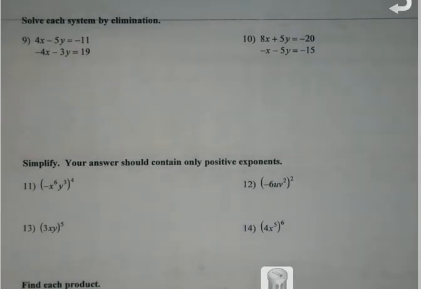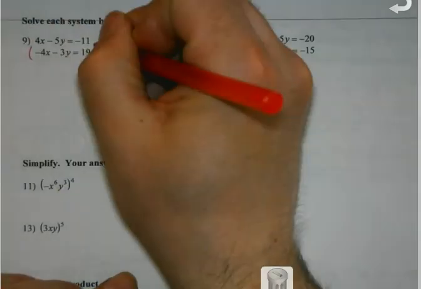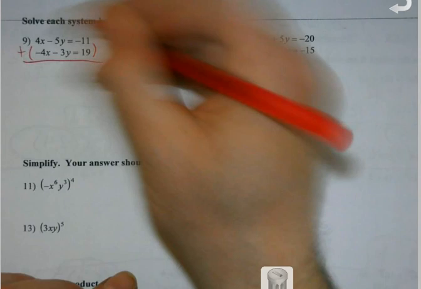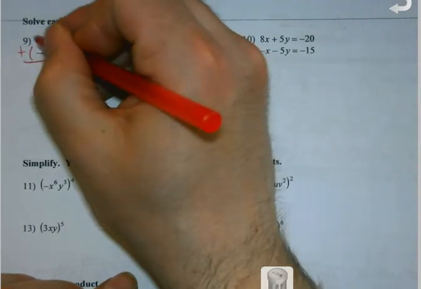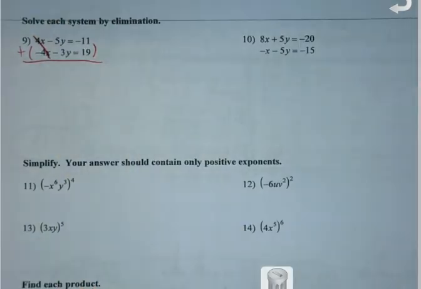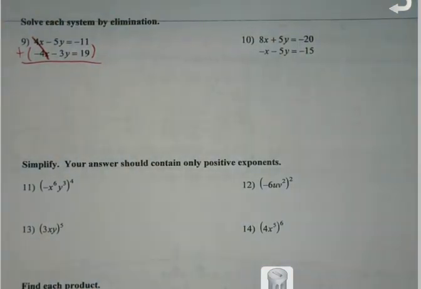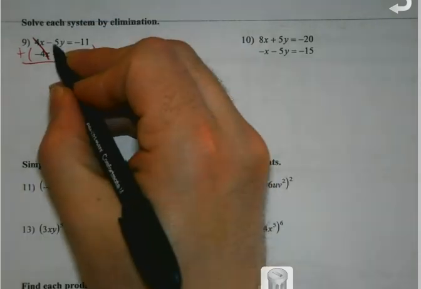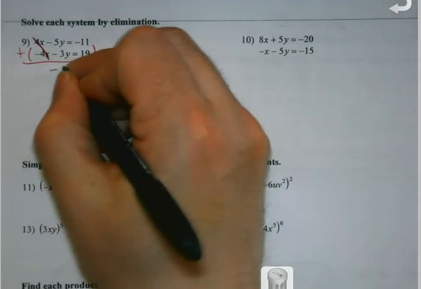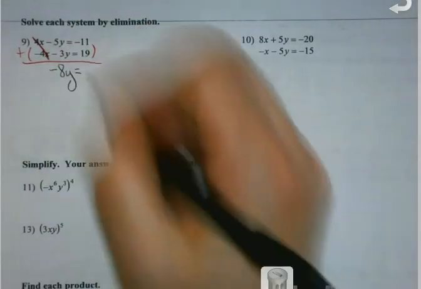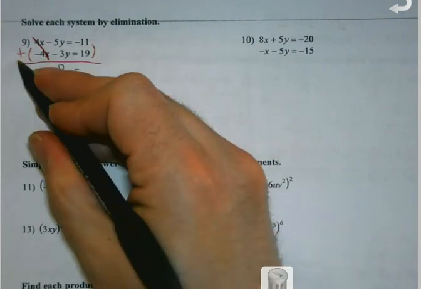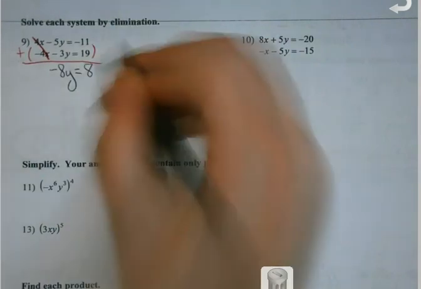We're going to solve by elimination. Now when we do elimination, we always look first to see, if I add down right now, can I eliminate a variable? And if I can, that's awesome. 4x plus negative 4x, that's what I'm talking about. And then I can just add down with what's left. Negative 5 and negative 3 is negative 8. Negative 11 plus 19 is positive 8.